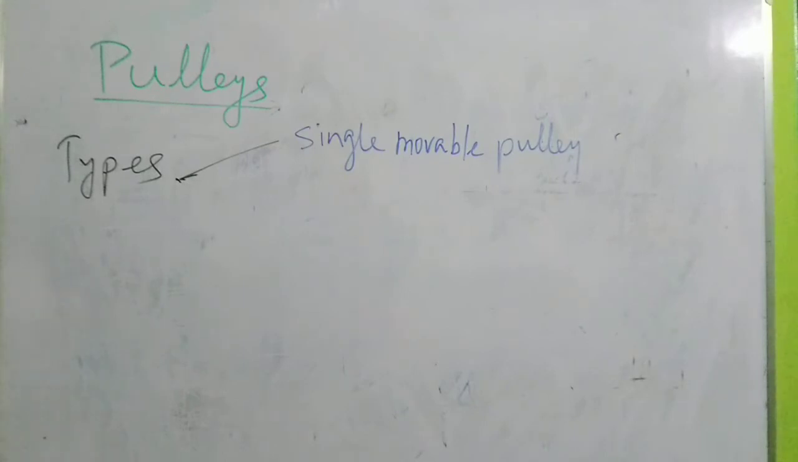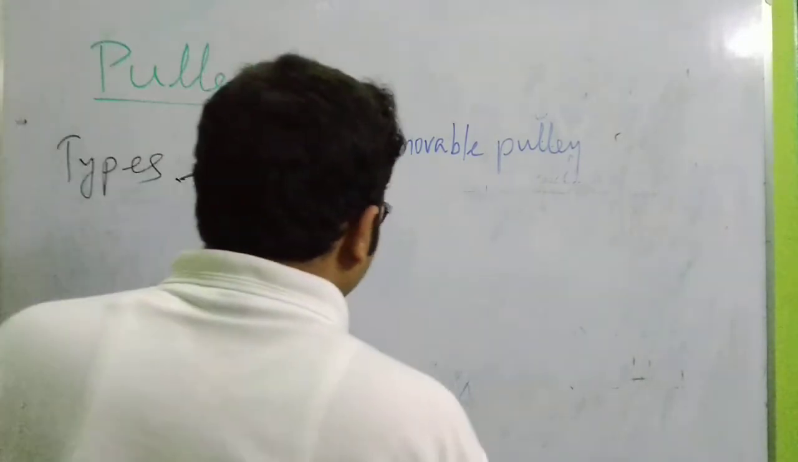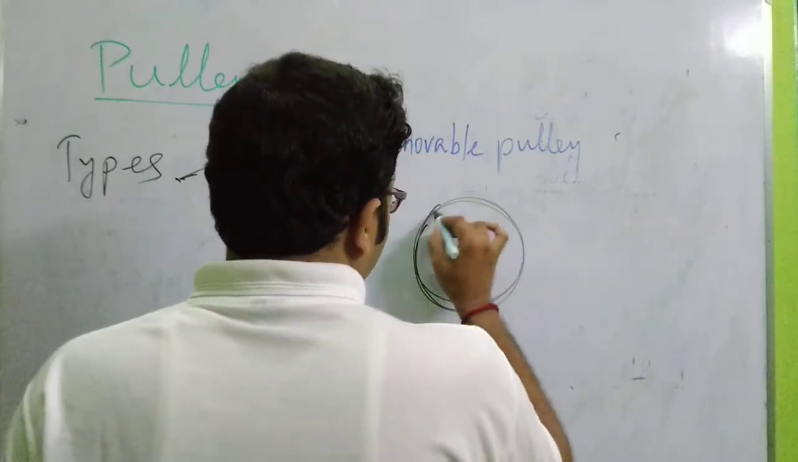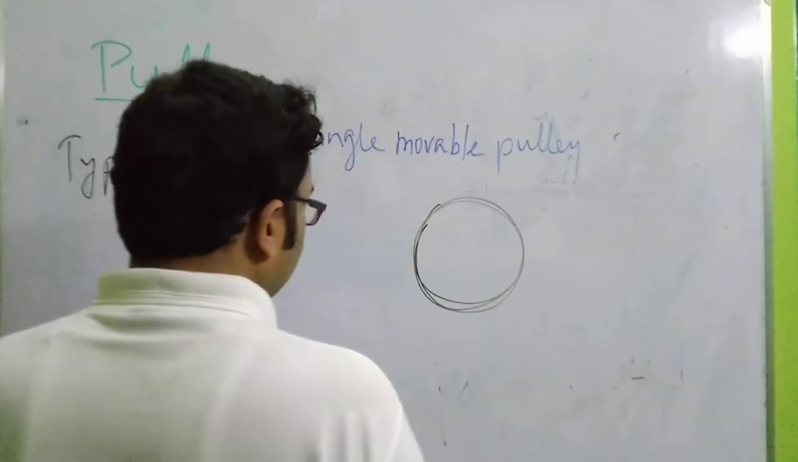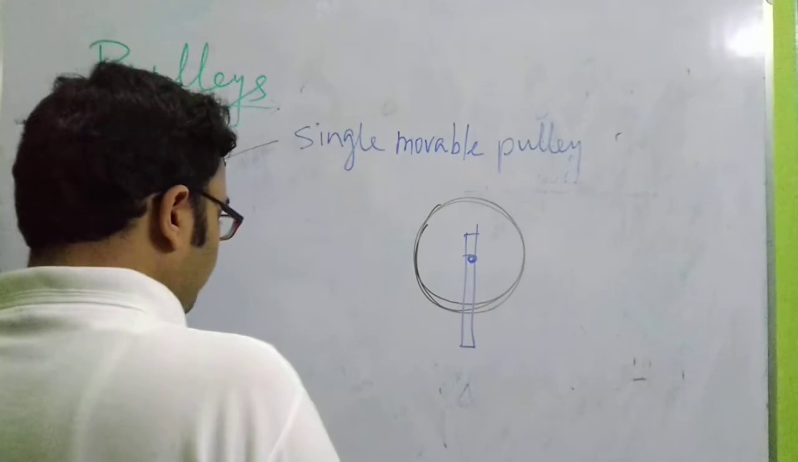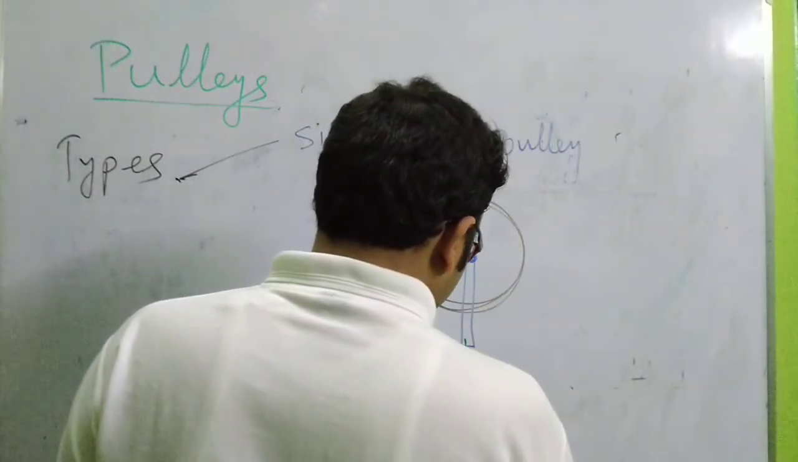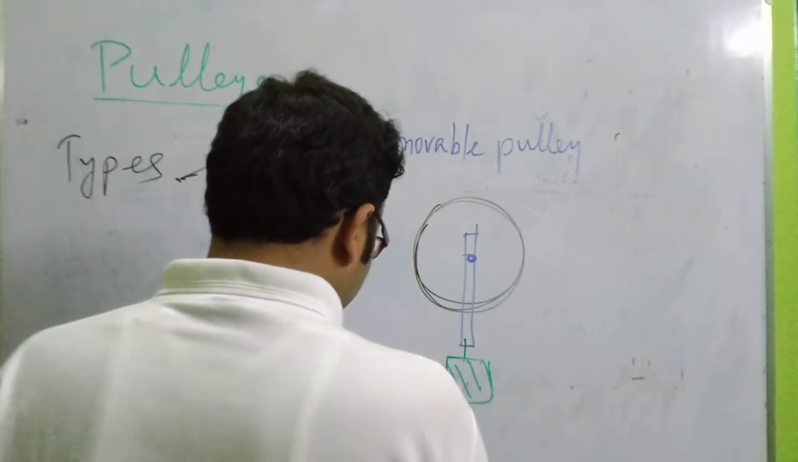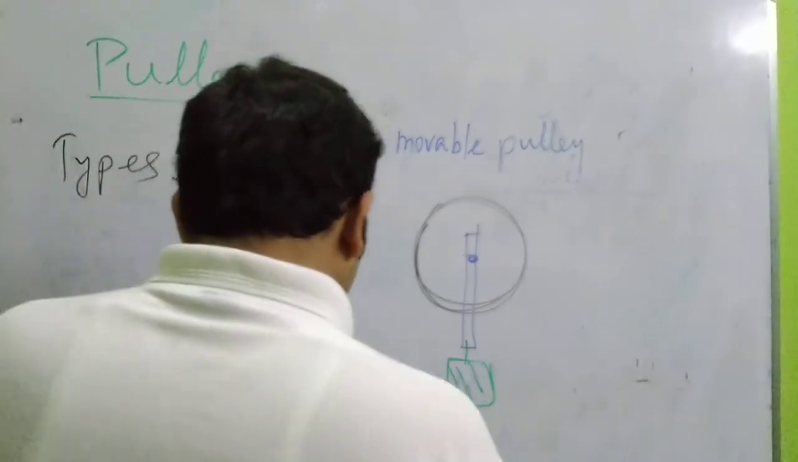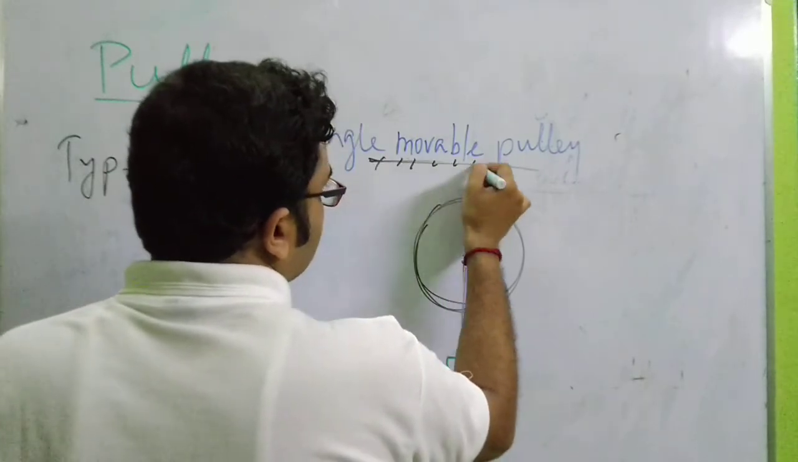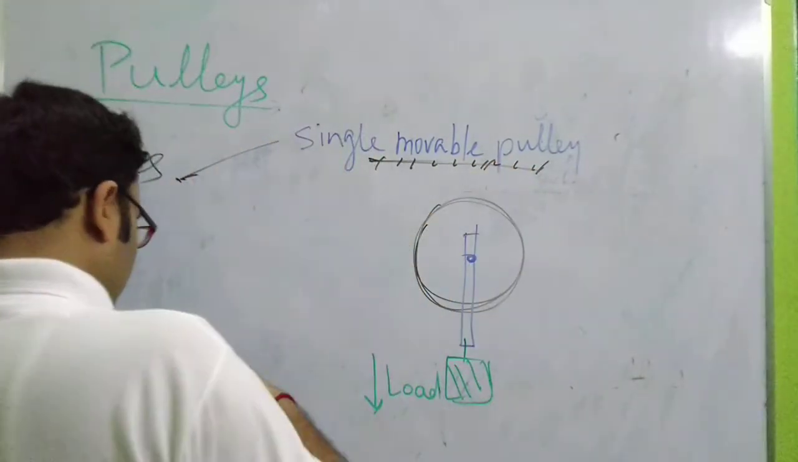So what is a single movable pulley? In this case, the frame of rotation is not fixed. It is actually free to move. The diagram is something like this. Here is the frame, and the load is attached to this point, acting in the downward direction in this way. And one end of the string here is attached to the fixed support, or the ceiling above. So it will be something like this.